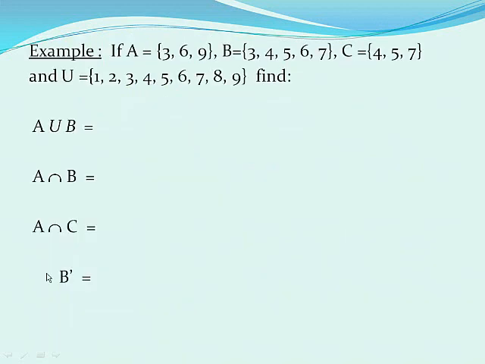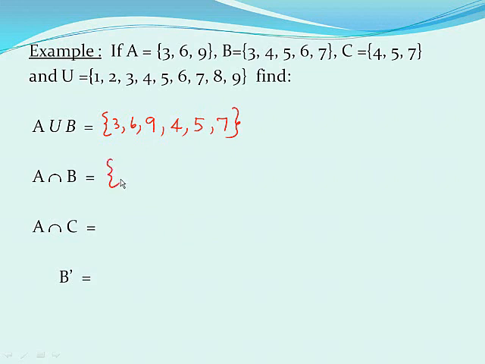Let's do an example. We are given three sets and the universal set U. We need to find the union of A and B. So if we write the union, list 3, 6 and 9 that belongs to A, then I need to list members which are coming in B. I don't need to repeat the same element, so I can scan through B and find the next element which is not listed yet. 4 not listed, 5 not listed, 6 is already here, 7 is not listed, and that's it.